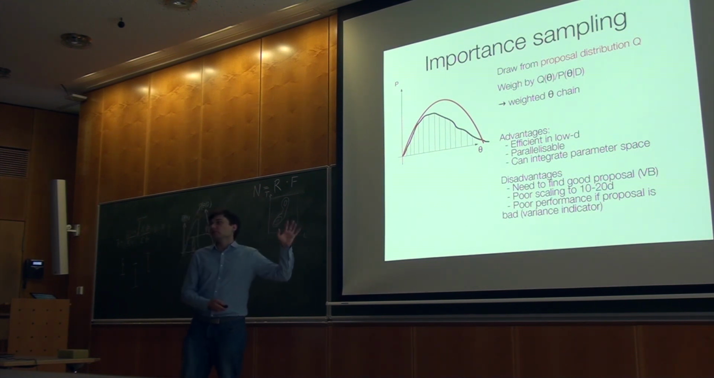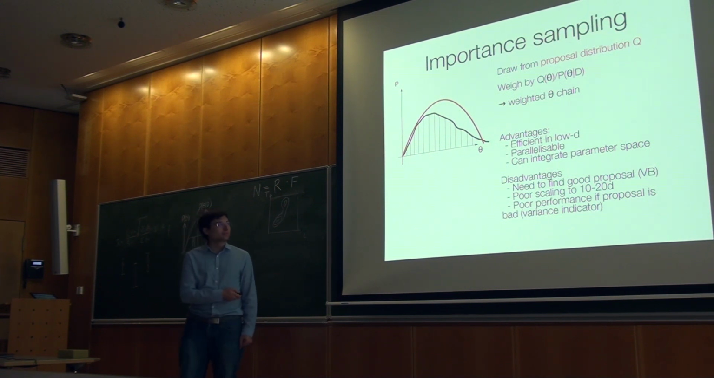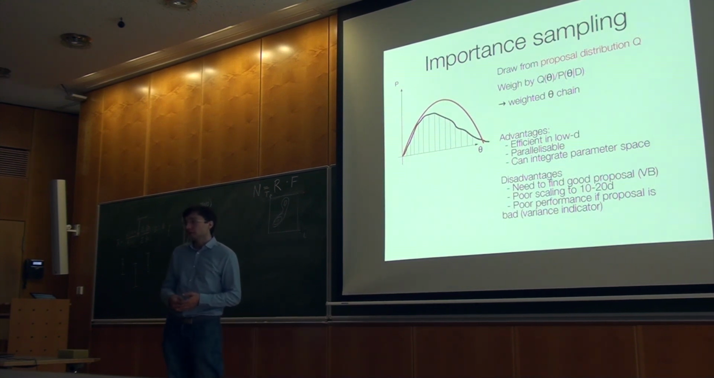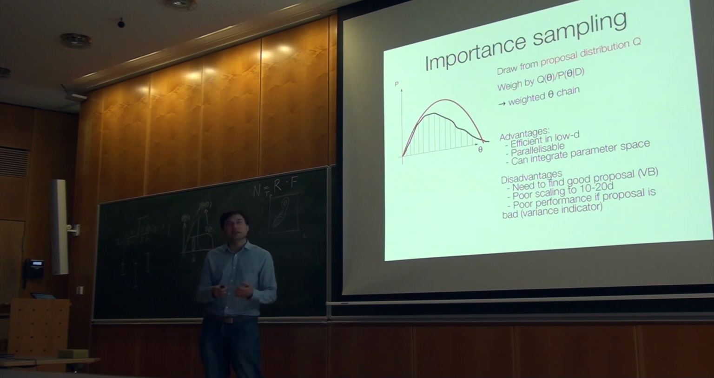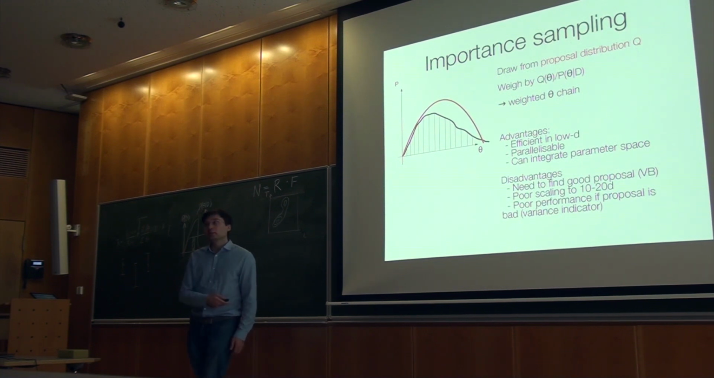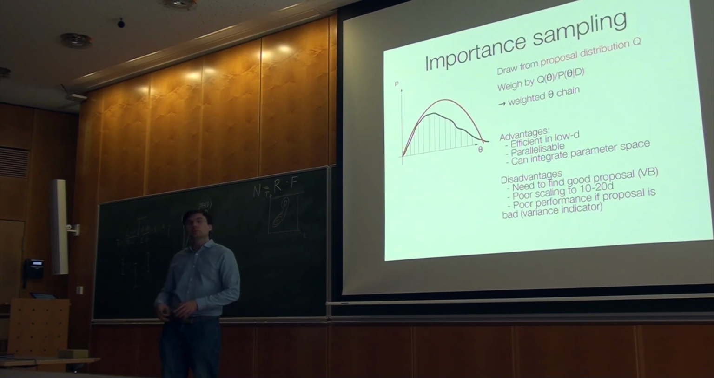The advantages of importance sampling is that it's quite efficient in low dimensions if you have a function that approximates your true function well. You can parallelize it very easily, and you can integrate the entire parameter space. Disadvantages are you need to find this good proposal function. There is variational Bayes, which is a technique to optimize your proposal. And this technique has relatively poor scaling to high dimensions because your proposal is not perfect and then your sample is a bit off.